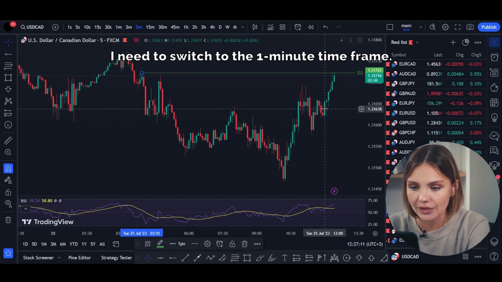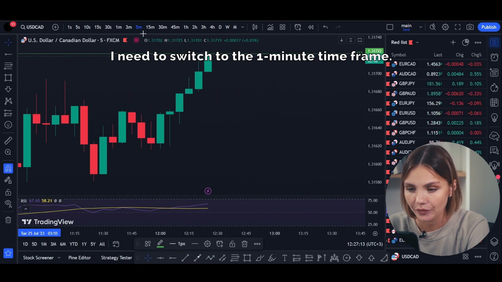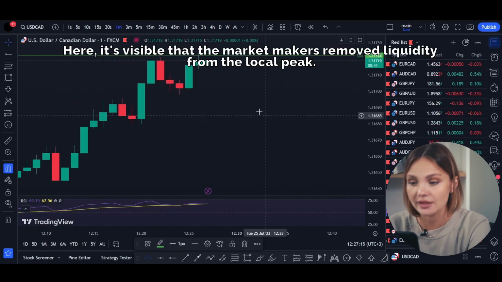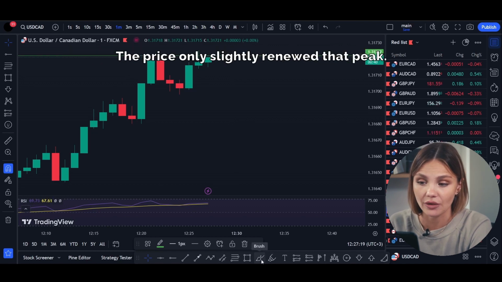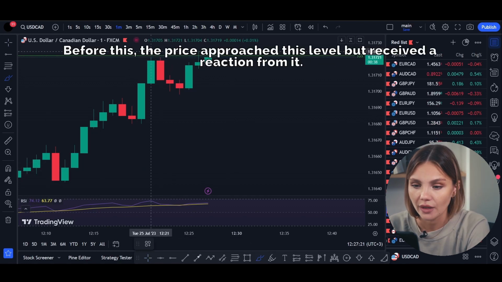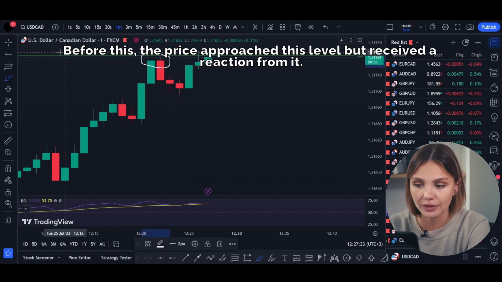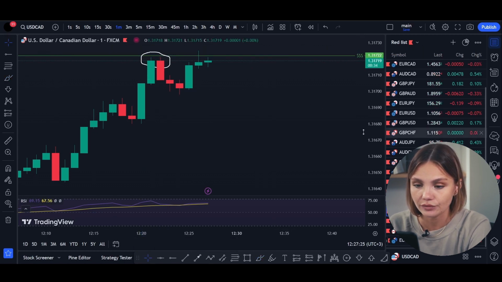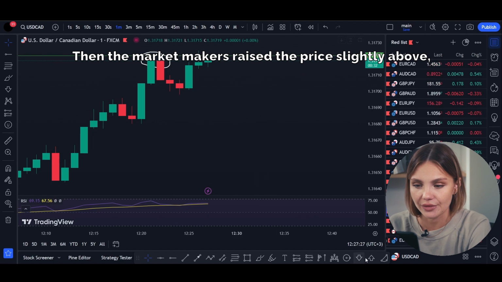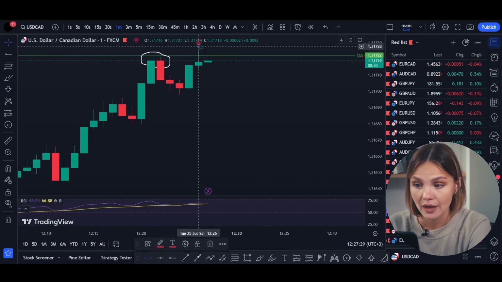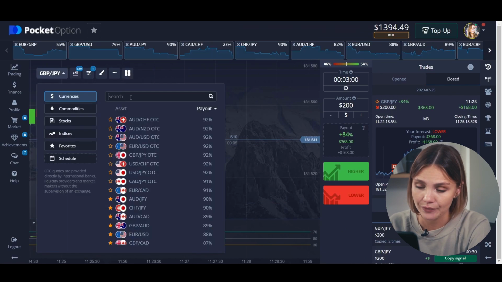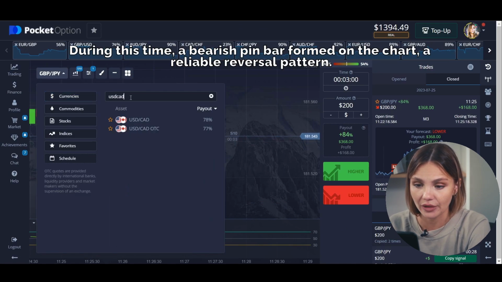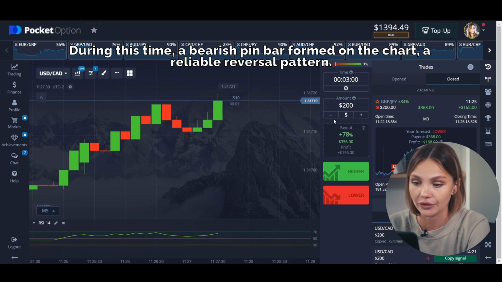I need to switch to the 1 minute time frame. Here, it's visible that the market makers removed liquidity from the local peak. The price only slightly renewed that peak. Before this, the price approached this level but received a reaction from it. Then the market makers raised the price slightly above, probably triggering a few stop orders and obtaining their liquidity. During this time, a bearish pin bar formed on the chart, a reliable reversal pattern.